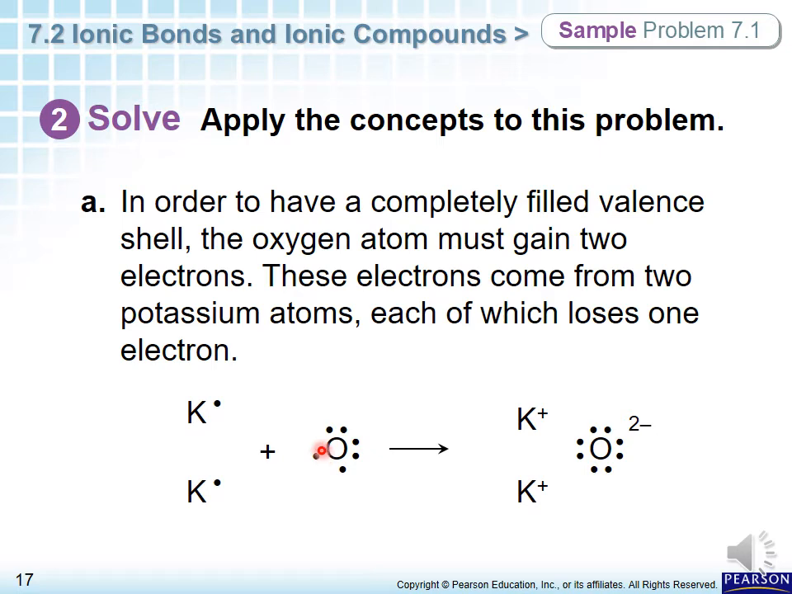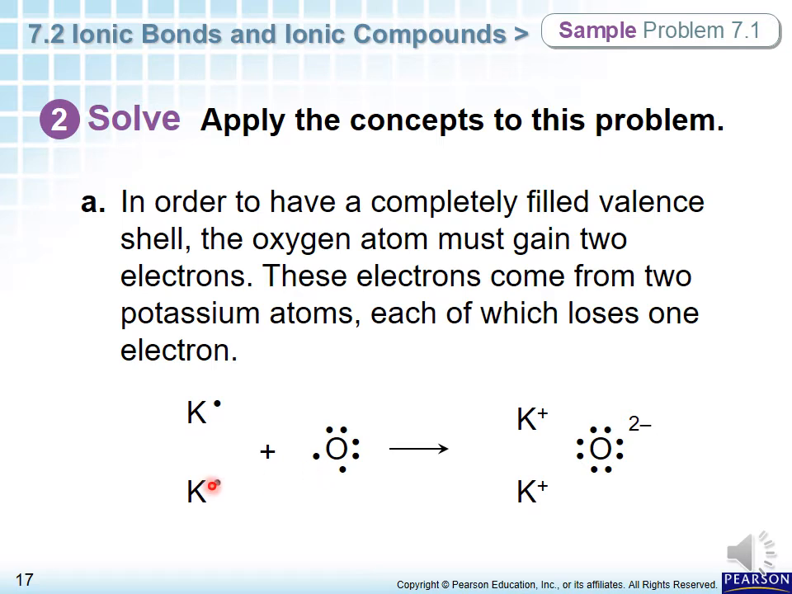Now oxygen needs 2 electrons to complete the outermost shell, and potassium needs to lose this electron to complete the outermost shell. So what will happen? One potassium atom loses 1 electron and transfers 1 electron to the oxygen and becomes a potassium ion. So 1 electron is transferred here. Now how many are left here?